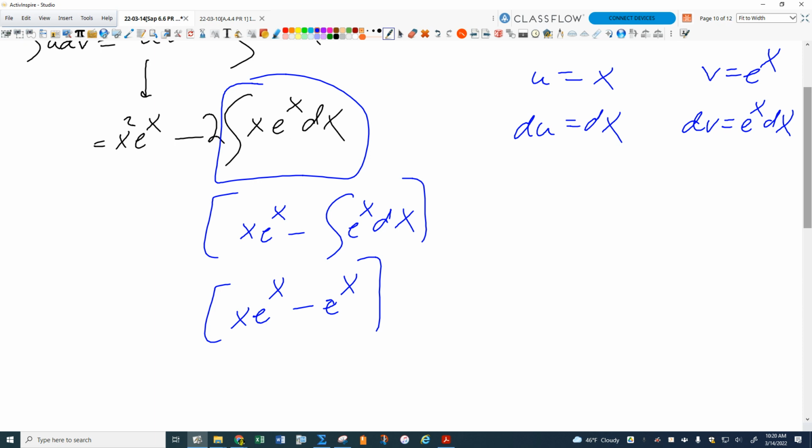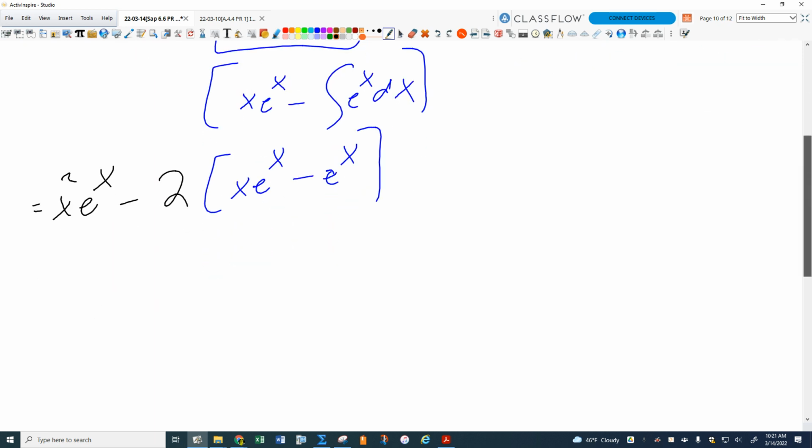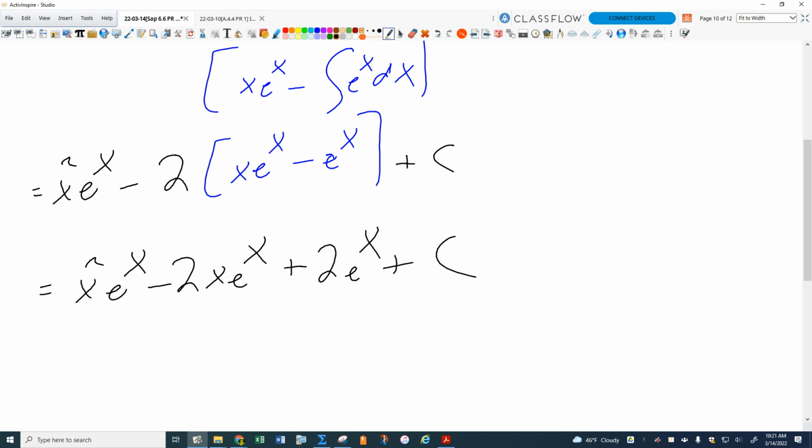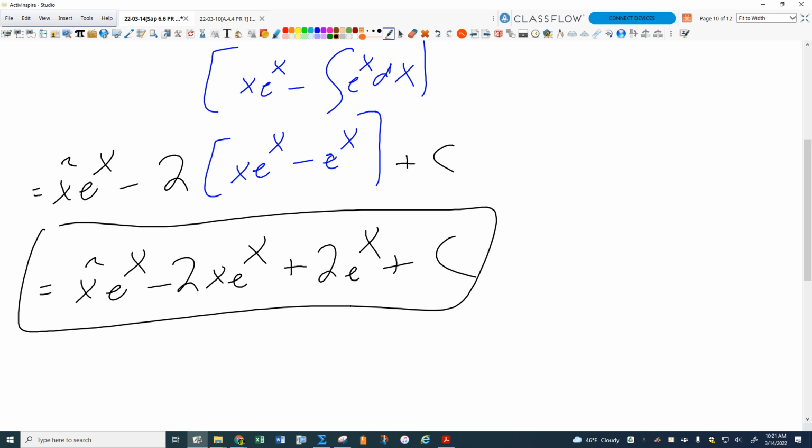But what am I doing? I'm subtracting 2 times that whole thing. Okay, so my actual answer then is x squared e to the x minus 2 times that whole thing. I could distribute the negative 2 if I want to, right? And I get my final answer. x squared e to the x minus 2x e to the x plus 2 e to the x plus c. Okay? Make sense? All right.